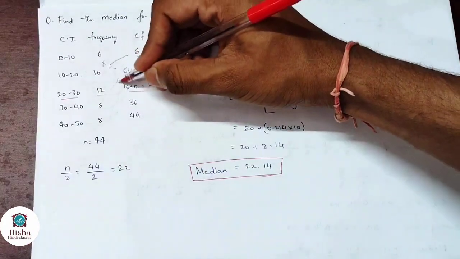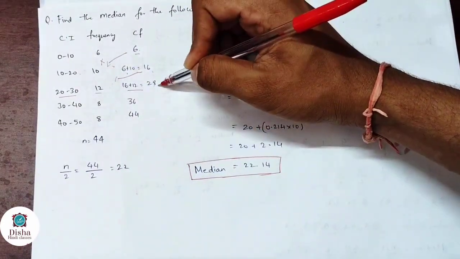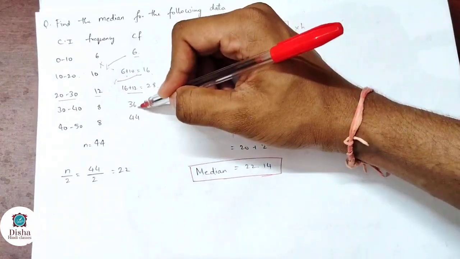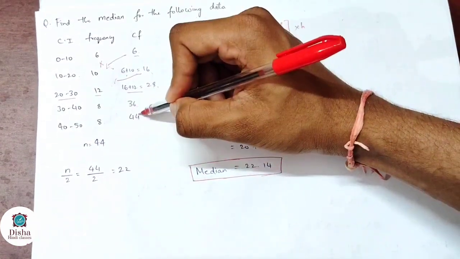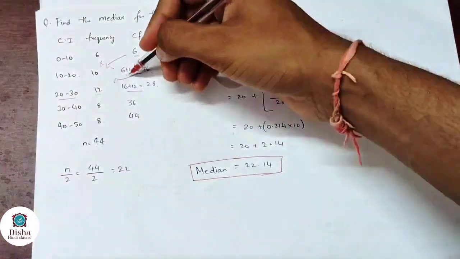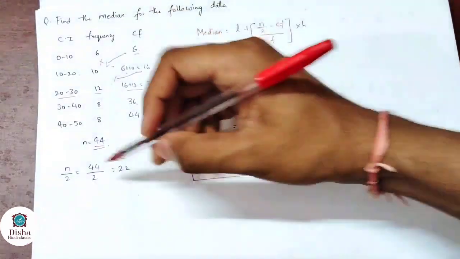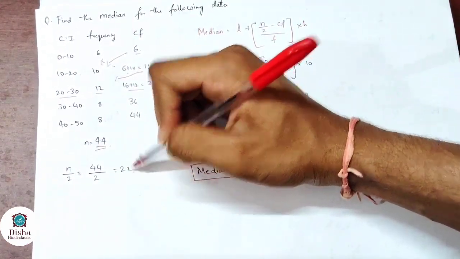Then we add this 16 to 12, so 16 plus 12 equals 28. Then we add this 28 to 8, so 28 plus 8 equals 36. Then 36 plus 8 equals 44, right? So the total number of observations we have is 44. So what is n by 2? 44 divided by 2 equals 22.